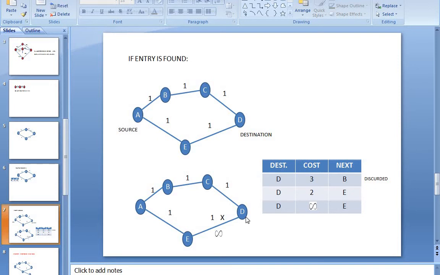Now when the data reaches the destination, this route will be cancelled and the cost will be replaced by infinity. This time when A updates its routing table, the entry through E to D will have cost 1 plus infinity, which is infinity. So another entry where destination is D, cost is infinity, and next is E will be recorded in the routing table. In both cases you can see that the next hop is E. So it means some changes have happened in some part of the network.